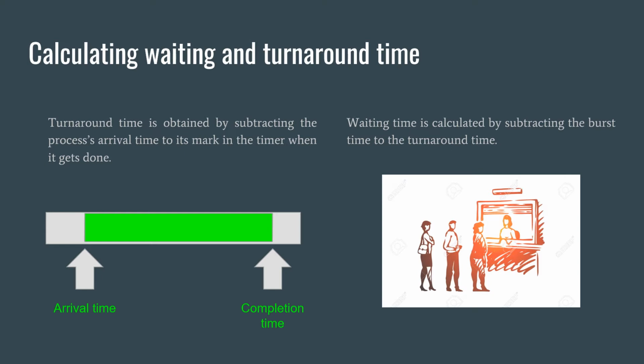Turnaround time is obtained by subtracting the process's arrival time from its mark in the timer when it gets done. Meanwhile, waiting time is calculated by subtracting the burst time from the turnaround time. So, if a process arrives at 2 milliseconds and finishes at the 10 millisecond mark, its turnaround time was 8 milliseconds. And if the burst time of the process was 3 milliseconds, then its waiting time was 5 milliseconds. Easy as pie.